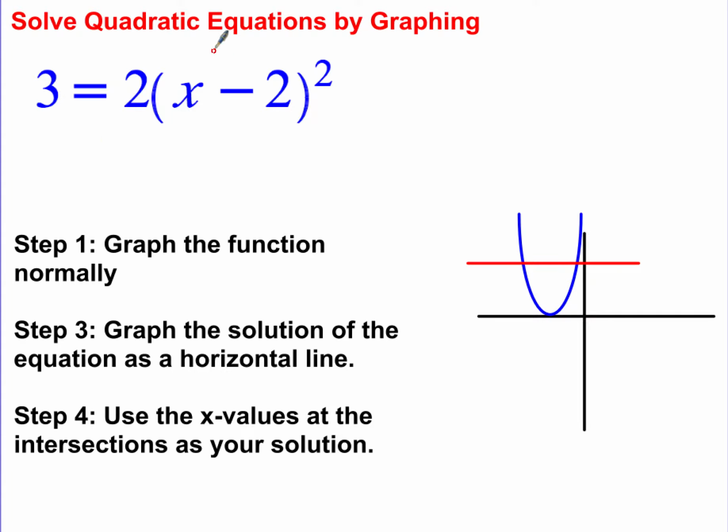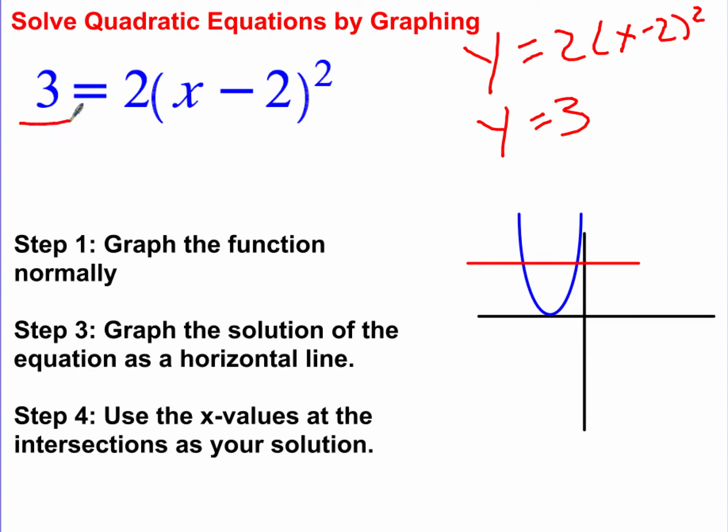So what we need to do is we want to solve this equation, figure out what values for x are going to satisfy this particular equation. So what we do is we graph the function normally. Okay, so we're still going to graph 2 times (x minus 2) squared. But what we're going to do is treat it as if it's like a system of equations. Normally it's y equals 2 times (x minus 2) squared. Then we take this y and replace it with 3. So y is also equal to 3. This is my system, because I just took this 3 here and I'm substituting it into my equations right here.